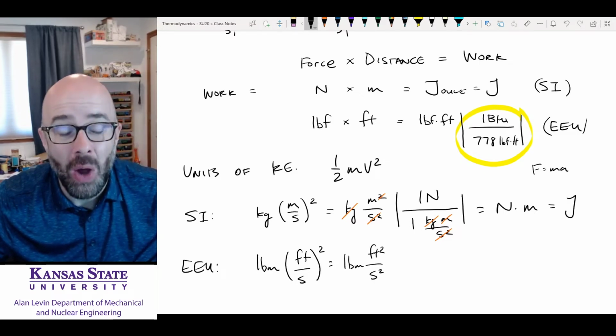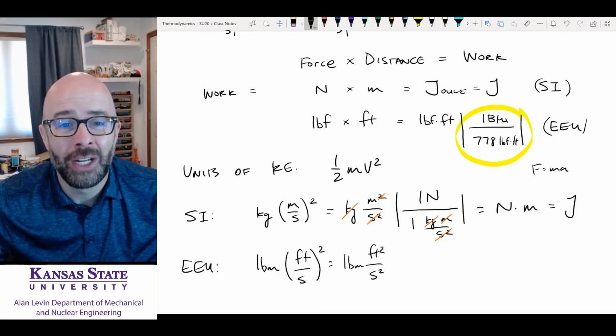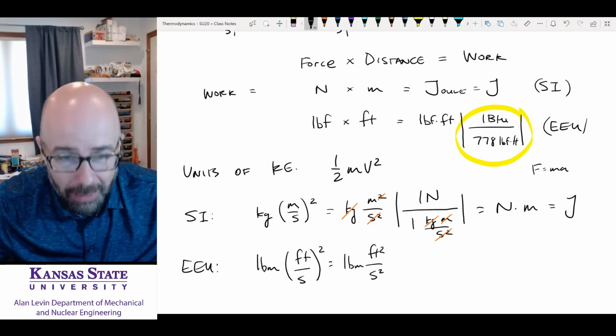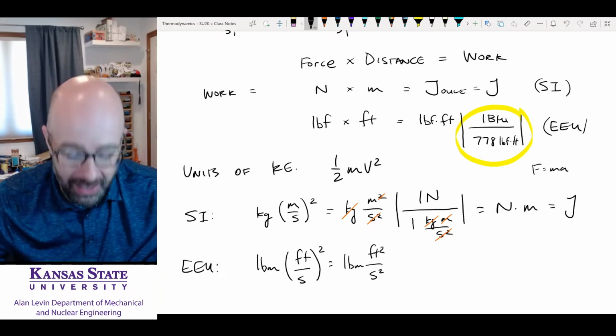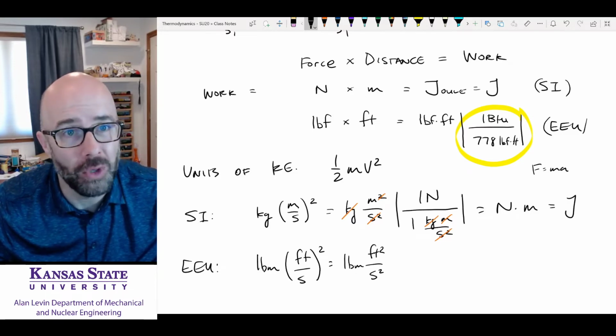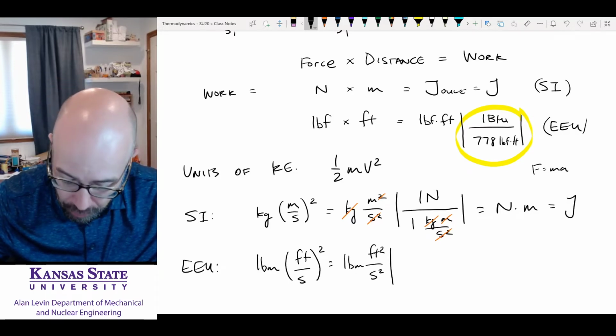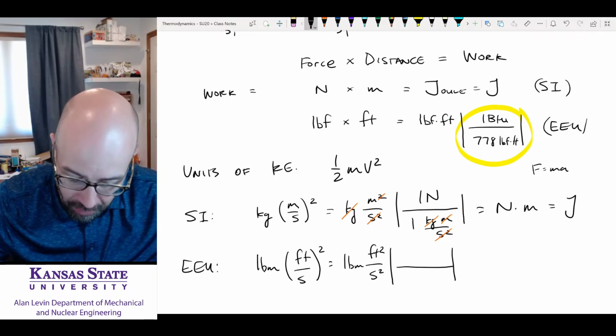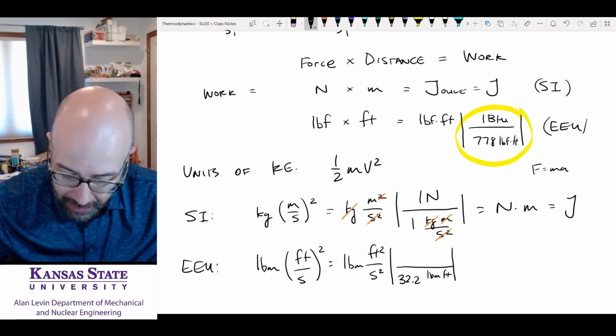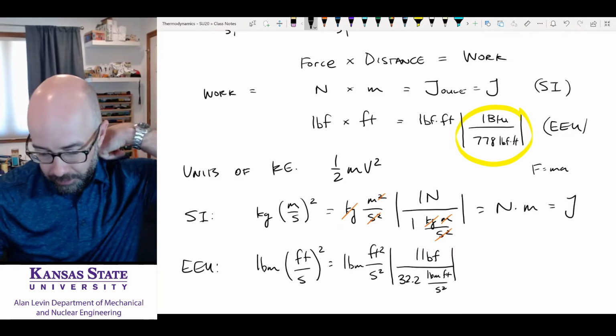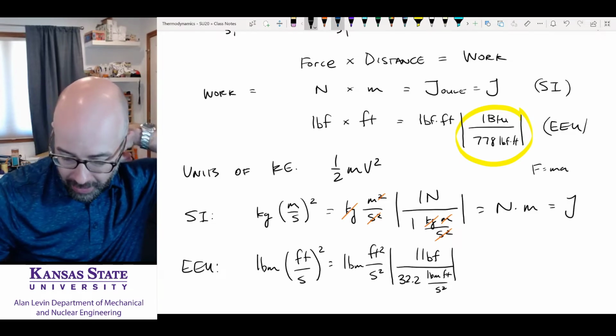Okay, now I have to get units of energy. And so I'm going to have to do something here to get a pound force. I can't just say this pound mass is equal to a pound force. I'm going to have to go through the first conversion and say that 32.2 pound mass feet per second squared is 1 pound force. Okay? And so, here we go.